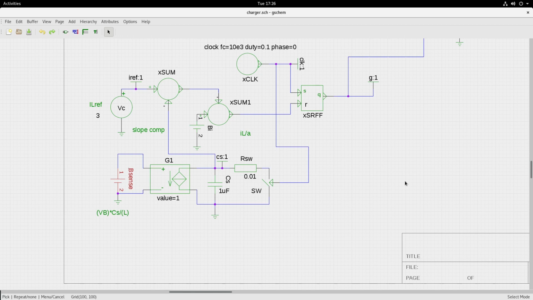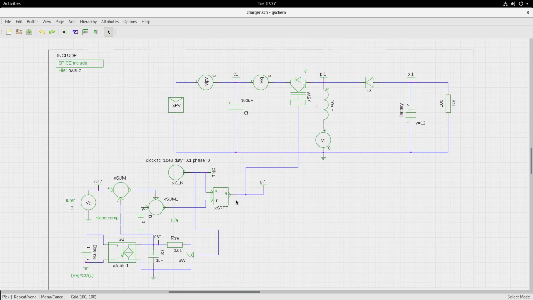So now let us simulate this. A point that you need to note is that this SR latch is introduced now. The subcircuit of this SR latch is included in pv.sub, and the symbol file for this is also included in the set of files and folders which I had provided as a resource in last week's session. This is a voltage controlled current source, VCCS, and it is a SPICE simulation block itself. So the rest you are all familiar with, and let us simulate this.